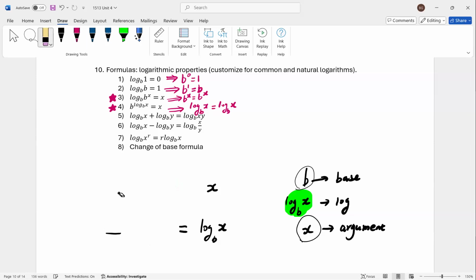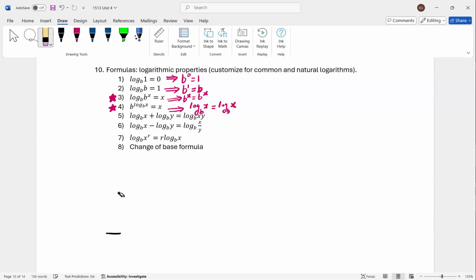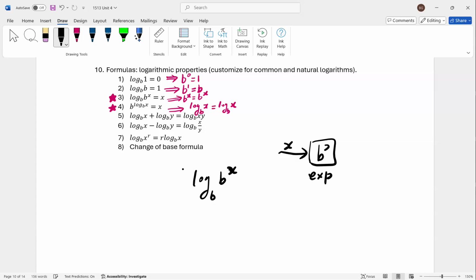And then let me try to explain number 3, number 4 in this way to see if that helps, all right? Do you remember the logarithmic function and the exponential function, they are inverse functions. Means they cancel each other, all right? So for number 3, the expression on the left side, log with base b of b to the power of x, what we can understand is, we give the input x, right? And let the input x go through an exponential function with base b, all right? Exponential function with base b.